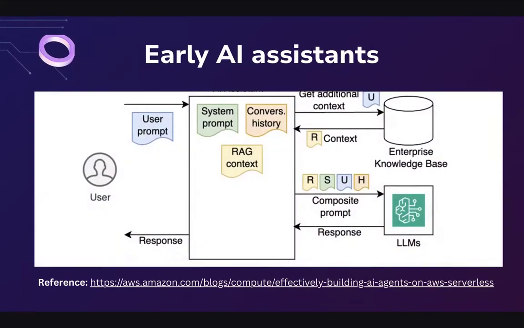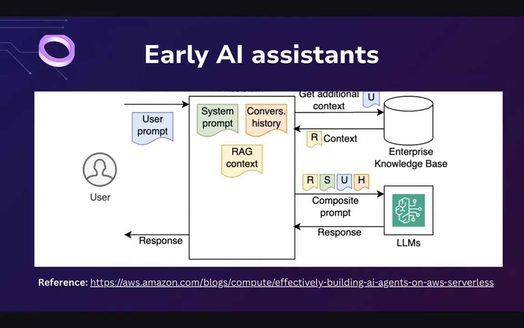About the early AI assistants, before we can approach what agentic AI does, we need to understand what came before it and why it wasn't enough. This diagram comes from the Effectively Building AI Agents on the AWS Serverless blog, and it shows how a traditional AI assistant works. When a user sends a message, the user prompt on the left, the AI assistant assembles what we call a composite prompt.